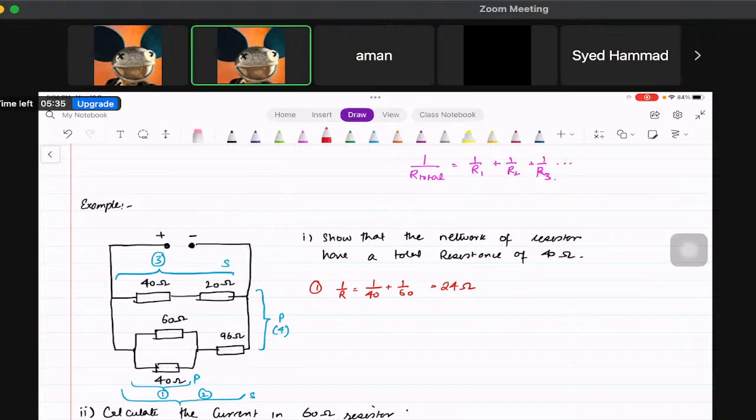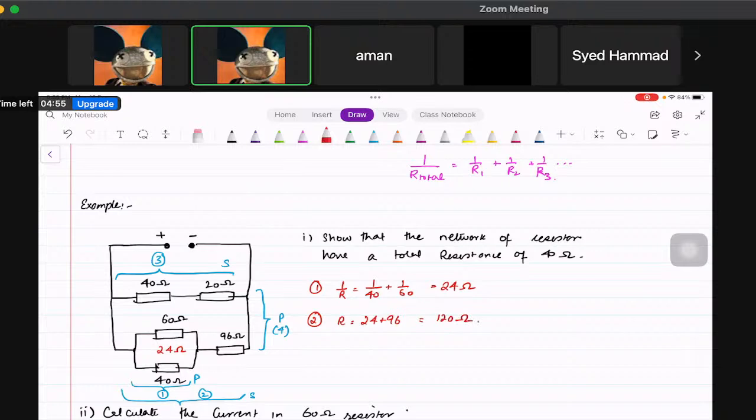Okay, next. In the second section, what I learned from this is that this whole part has a total of 24 ohm resistance, and now 24 is in series with 96. So I'm going to find it as 24 plus 96, and that's going to give me 120 ohms. So one by one I'm solving everything.